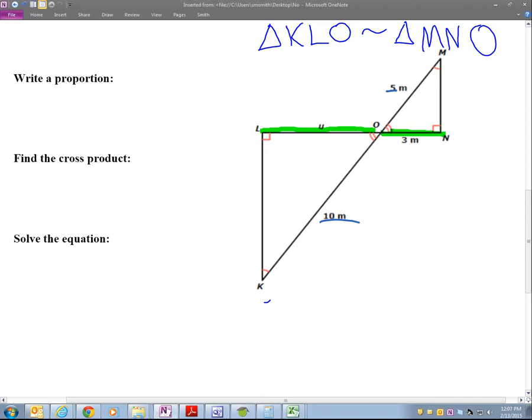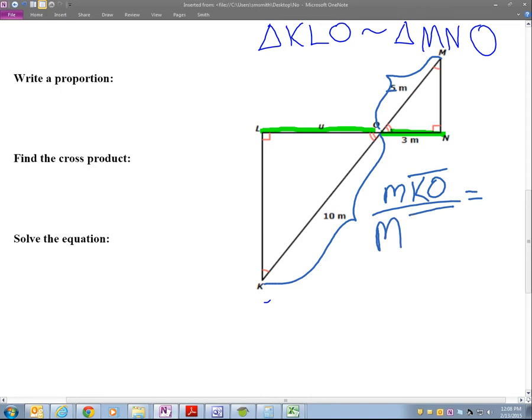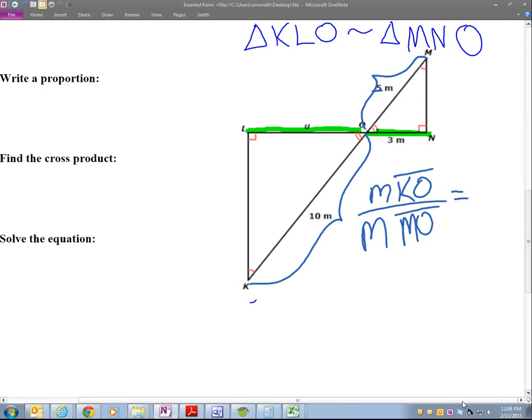Yes? Okay, so I'm going to write the proportion with the measure of the sides. So the measure of this guy is going to be proportionate to the measure of that guy. Is the proportion going to look like 1 over x equals 3 over 4, for example? It could. Yeah, it could. So the measure of KO is proportionate to the measure of MO, because we got the big one on the top, small one on the bottom.